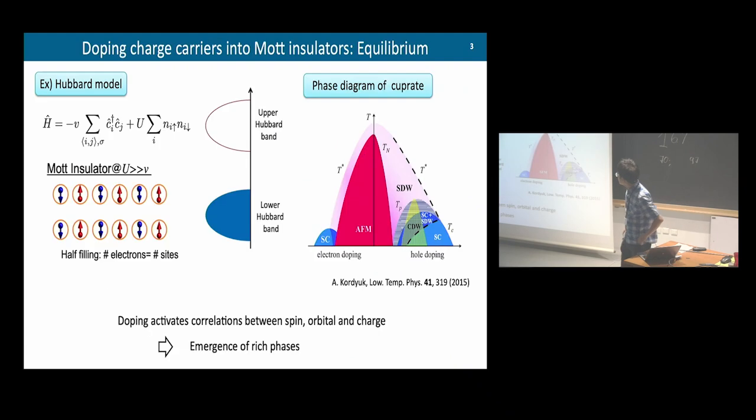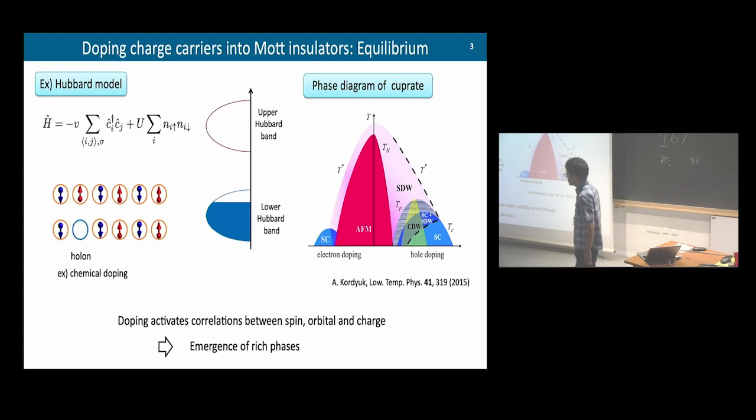Okay. So as we know, doping is an important knob to control the physical properties of strongly correlated systems. For example, please imagine the Hubbard model. At half-filling, when the Coulomb interaction is large, electrons cannot move from this kind of singly occupied configuration, and the system becomes a Mott insulator. You can add charge carriers into this system, for example by chemical doping, and this leads to the emergence of various correlations and an intriguing phase diagram.